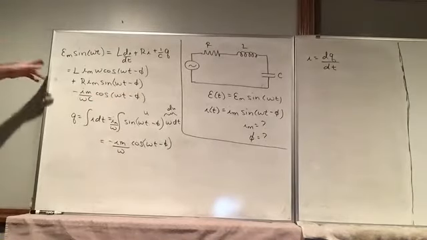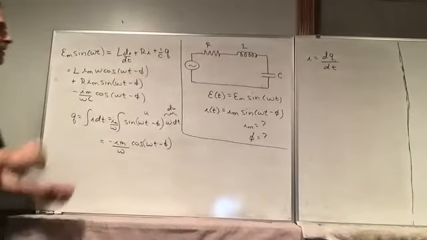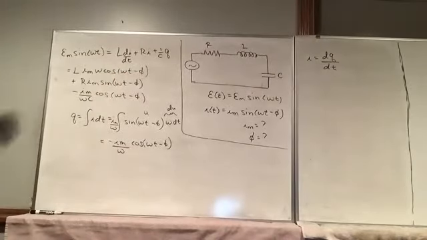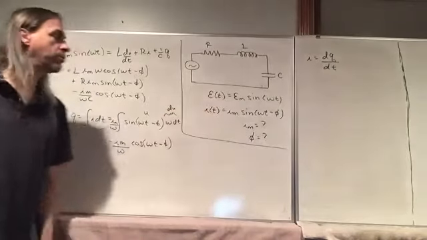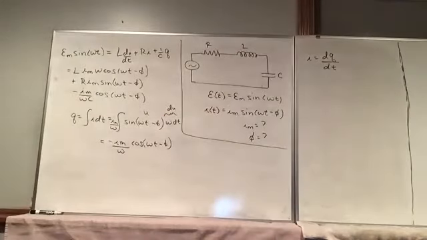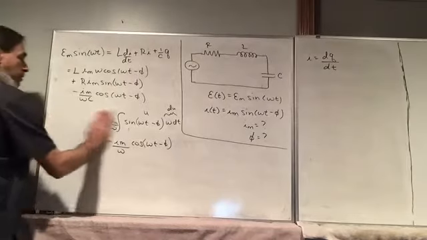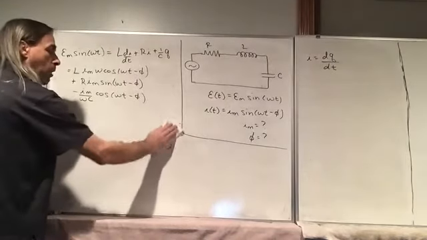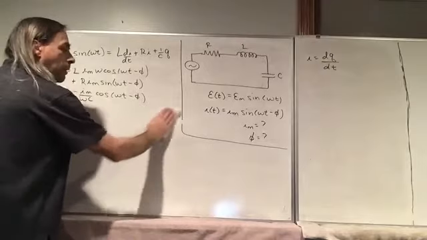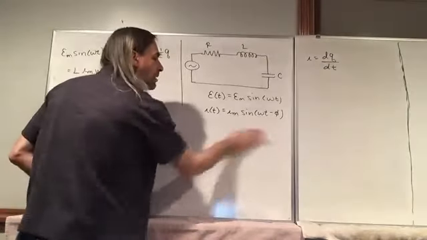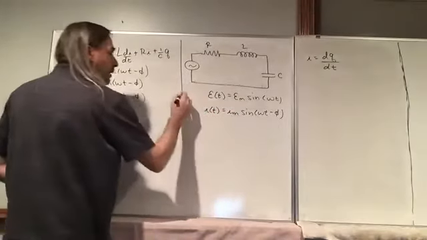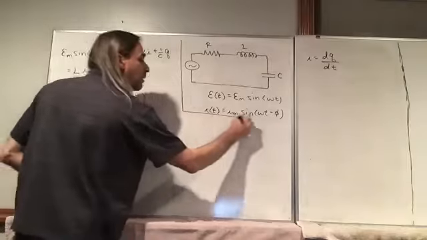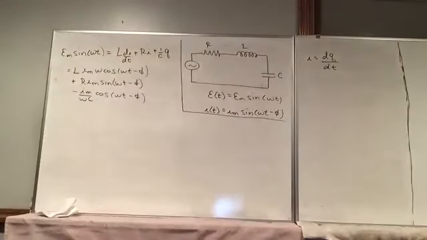So we started out with our loop rule, or we can just apply Faraday's law and get this. And then we plugged in our solution, which we are proposing. We haven't shown that this actually works, but spoiler alert, it will work. Our goal is to find I_m and phi. But I want to make some room here.